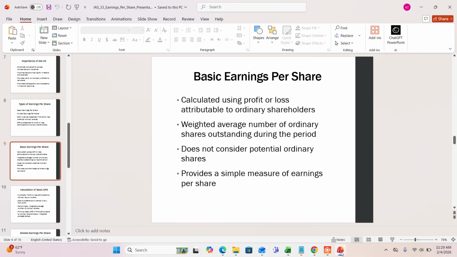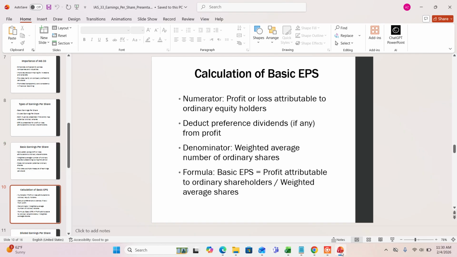Basic earning per share. Basic earning per share measures earnings attributable to ordinary shareholders using the weighted average number of ordinary shares outstanding during the reporting period. It ignores potential ordinary shares and provides a clear picture of earnings based on the current capital structure. This measure is useful for assessing current profitability.